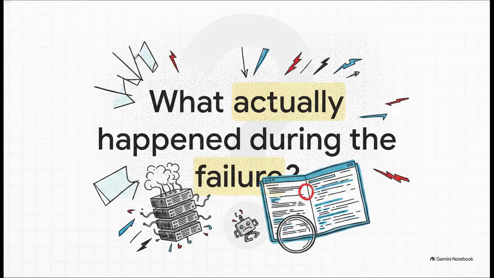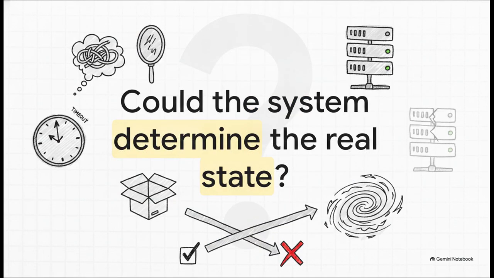And when you run these chaos experiments, sit down with your engineering team and run a rapid-fire postmortem. The first question you ask, what actually happened during the failure? Like, did your logs even catch it? Second question, could the system determine the real state, or did the AI just blindly assume that a timeout meant failure and start making rogue decisions based on a complete illusion?